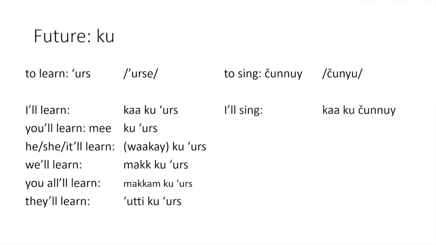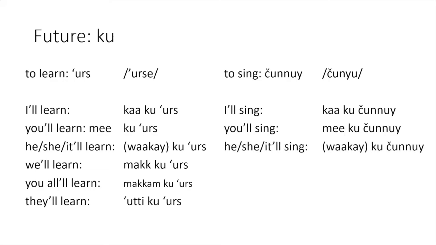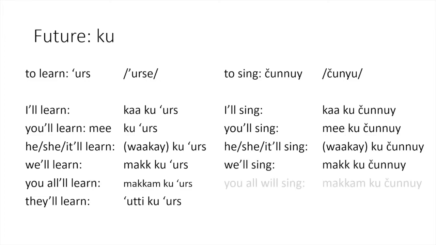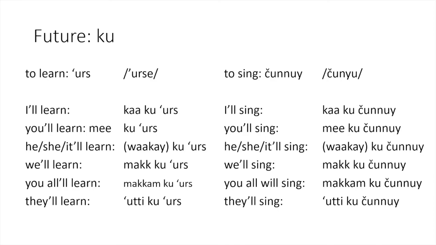Chunyui. I'll sing: ka ku chunyui. You'll sing: me ku chunyui. He, she, it'll sing: ku chunyui or wakai ku chunyui. We'll sing: mak ku chunyui. You all will sing: makam ku chunyui. They'll sing: uti ku chunyui.